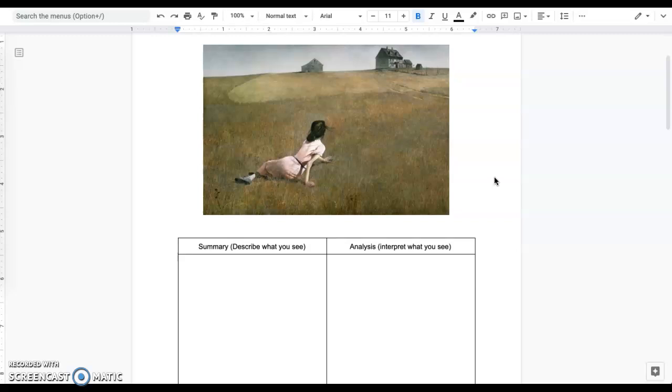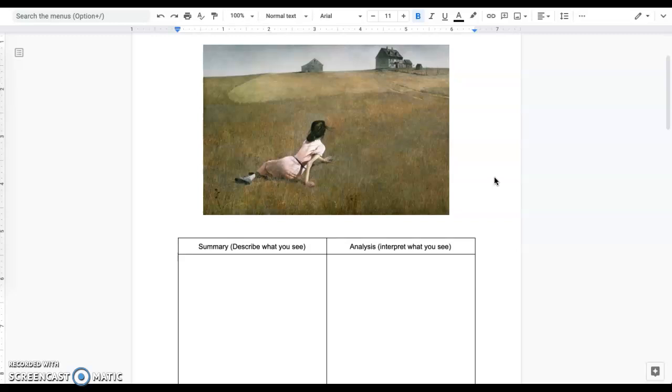And then I want you to analyze. And this is where you're going to interpret. This is where you're going to draw conclusions. So while you're filling out these boxes, I want you to think about this. Summary, you'll notice in the parenthetical statement, is just what you see. It's not at all how you feel or what we're supposed to suppose or, as I said, conclude. This is just what you see.